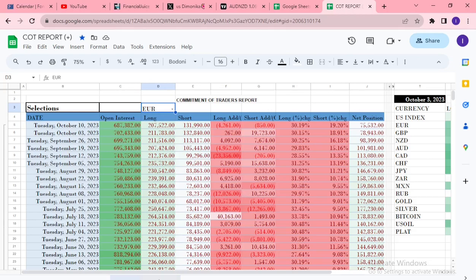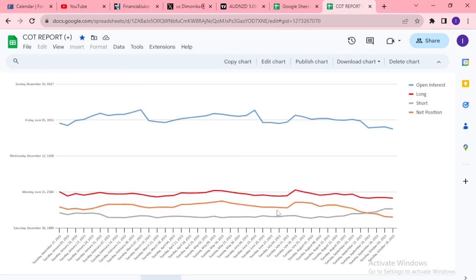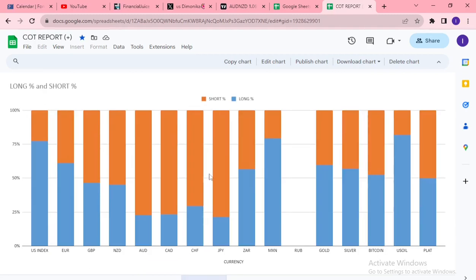You can also look at it using the trend line. You can see this trend line is moving downward, moving towards the negative territory. You can also look at the bar chart. The euro gives us 61.1%. The current long, or buying position, is 1.1%, and the short is 30.9%.